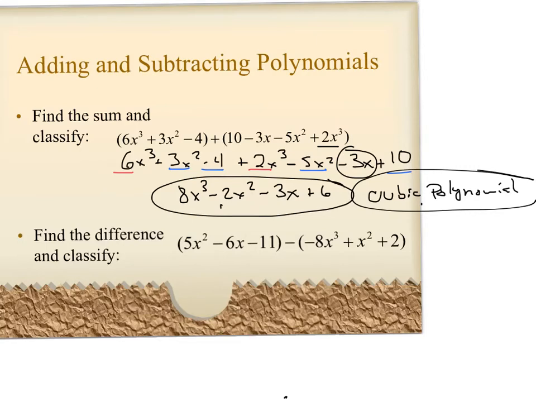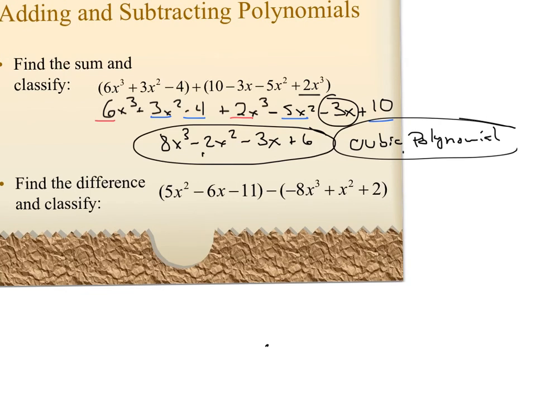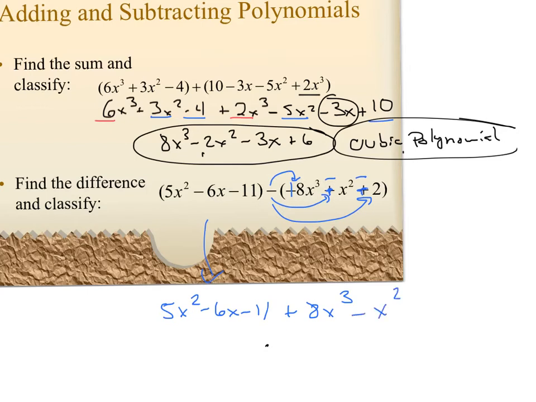Next one here is difference. Now with this one, I am going to make sure that I keep the parentheses here for a second. I'm going to go ahead and distribute this negative just to get rid of it and change all my signs. And then I'm going to rewrite it in order, and I'm going to come down here and write everything. So I have 5x squared minus 6x minus 11 plus 8x cubed minus x squared minus 2. Remember, I changed all the signs.